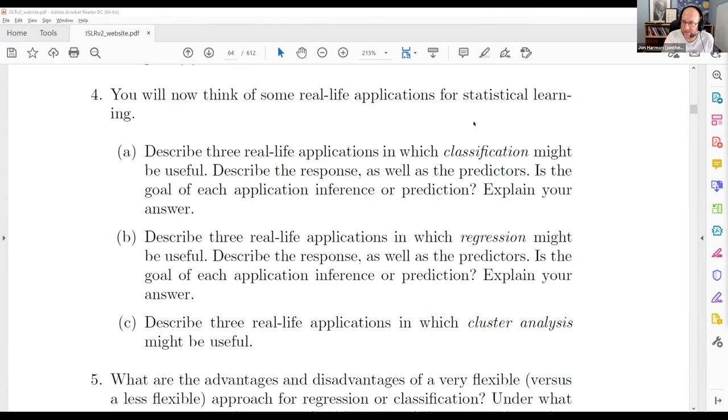Like you're not trying to, I guess it depends actually. Your goal, if you're like Gmail, is prediction. Your goal, if you are a spammer, is inference, because you want to know why it is getting flagged as spam.